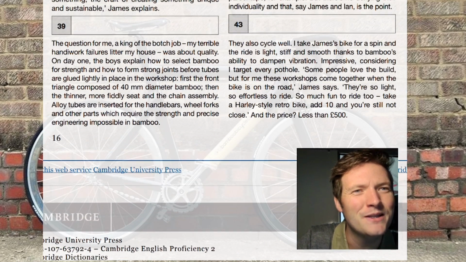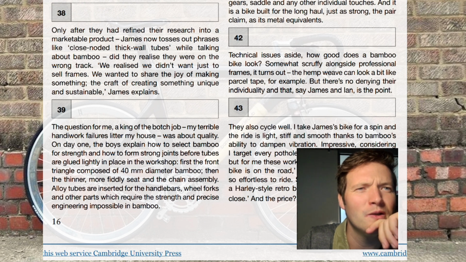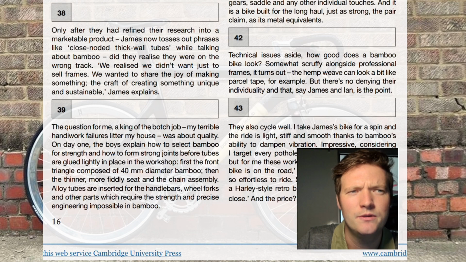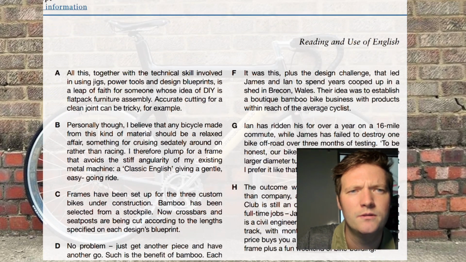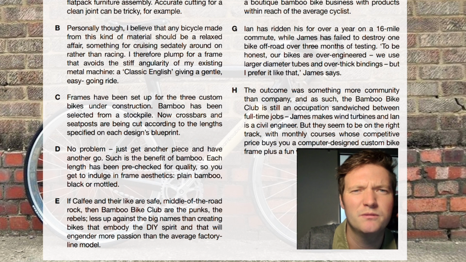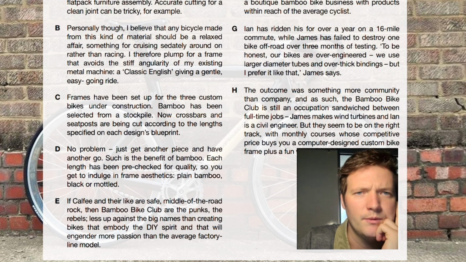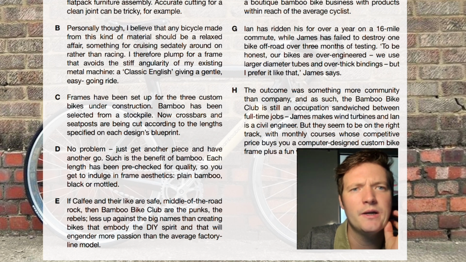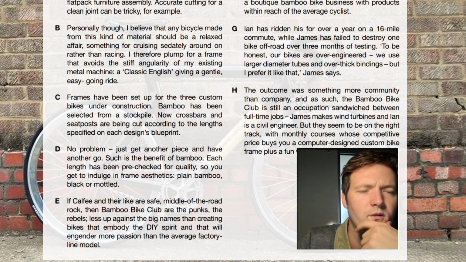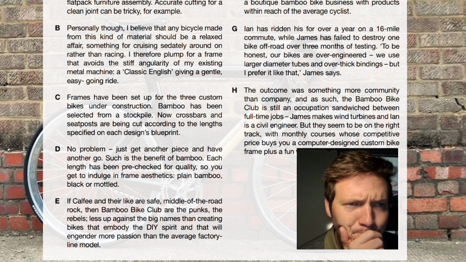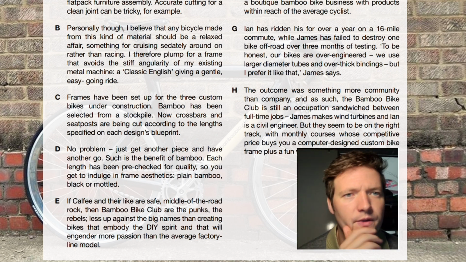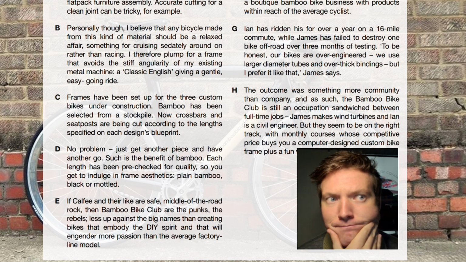But here's the problem. After 42, it says technical issues aside. I don't think it mentioned any technical issues. So C, we've used that, and D as well. What about E? If Calfee and their bikes are safe, middle of the road rock, then bamboo bikes are punks, the rebels. So comparing the companies, no? Don't think that quite sounds right either.